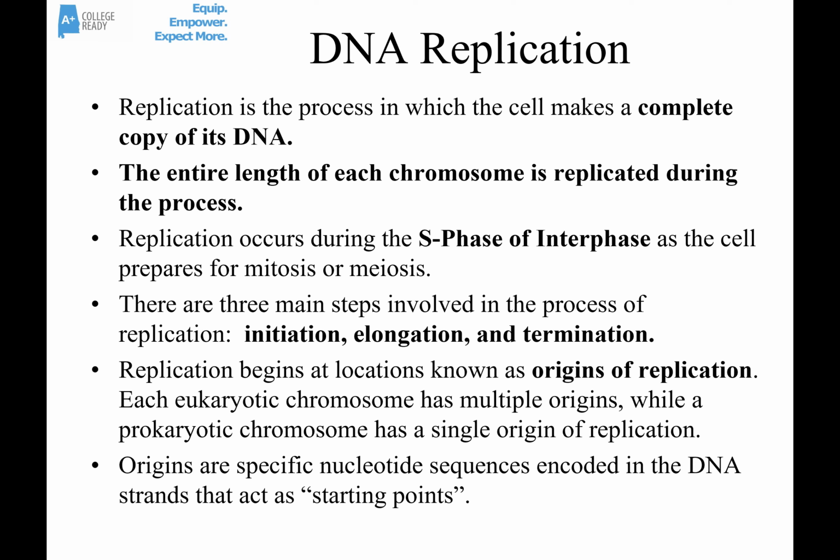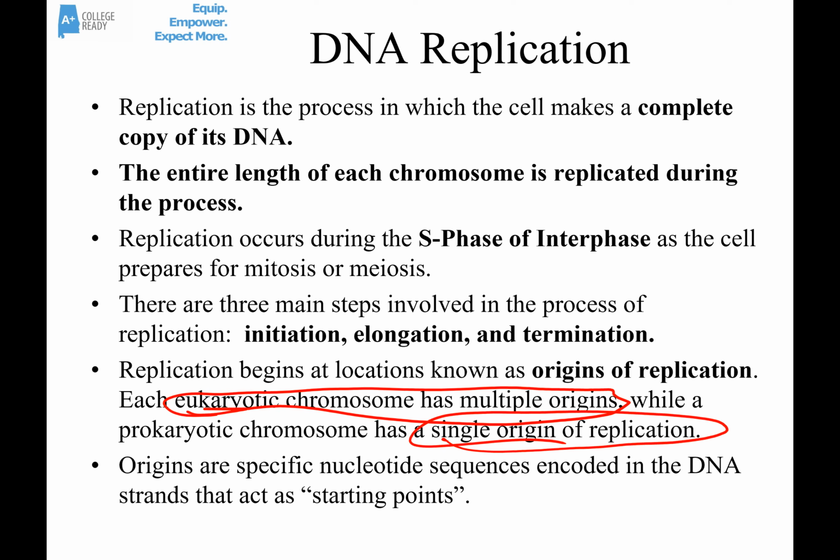Replication starts at these areas on a chromosome called the origins of replication. Each eukaryotic chromosome has multiple origins, while a prokaryotic chromosome has a single origin of replication. And it can do that because it's really small and it doesn't take long to replicate it. But the eukaryotic chromosomes are large, and if the process only started at one place, it would take a long time for this to happen.